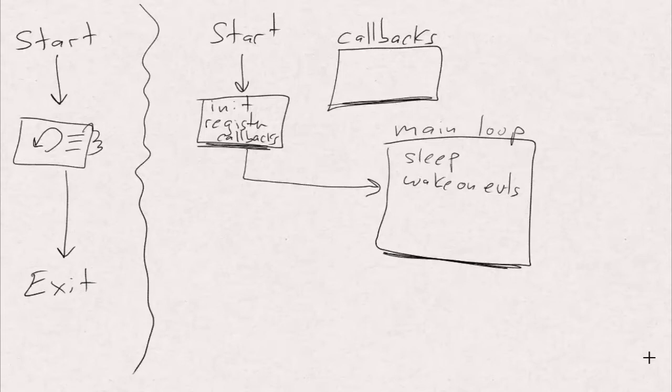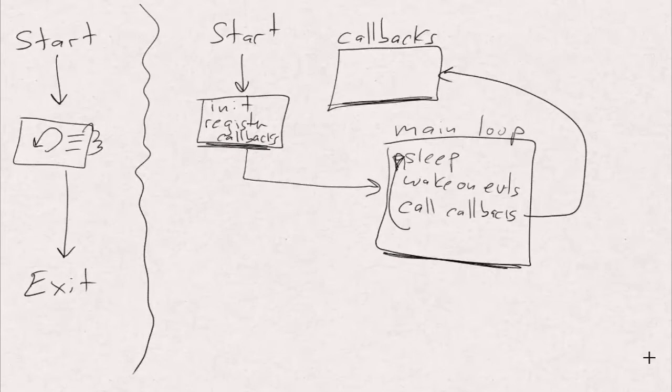Now the main loop will sleep, wake on events. When it gets an event, it will call the registered callbacks, and then it will go back to the beginning. It's a main loop or an event loop because all it does is sleep, wake on events, call callbacks, and go back to sleep, and it does that over and over again. As long as there are no events, it stays asleep and doesn't burn up the CPU. It doesn't use any power, or at least not very much.